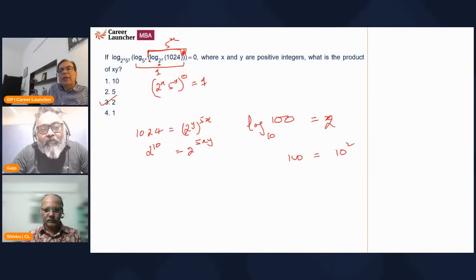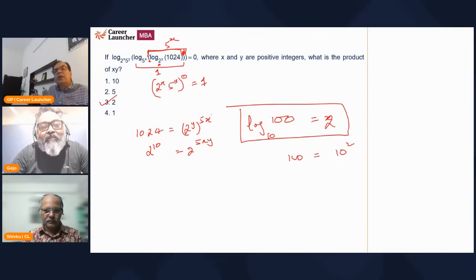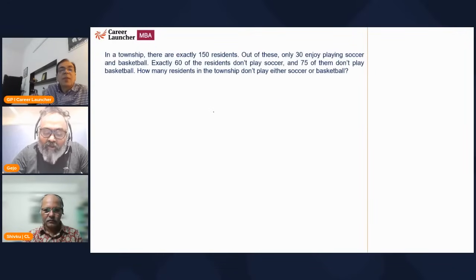Yeah. So ये चीज clear है. It is a doable question. If you are uncomfortable with log, it is okay to leave this question. Not an issue at all.